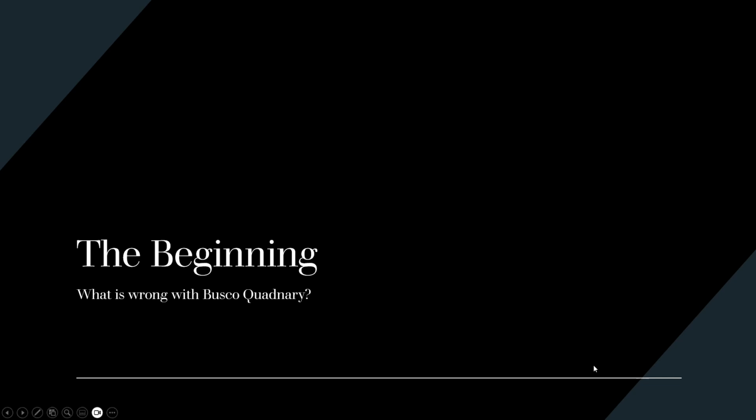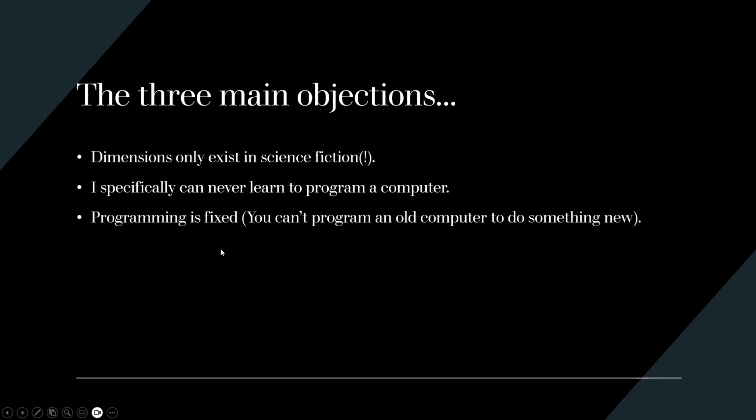The subtitle is "What is wrong with Busco Quadnary," and I got a lot of flack about some things that were wrong with it. Here were the three main issues, three main objections. Objection number one: dimensions only exist in science fiction, and you see I have the exclamation point in parentheses. I got a lot of flack for that one. So they still can't figure it out.